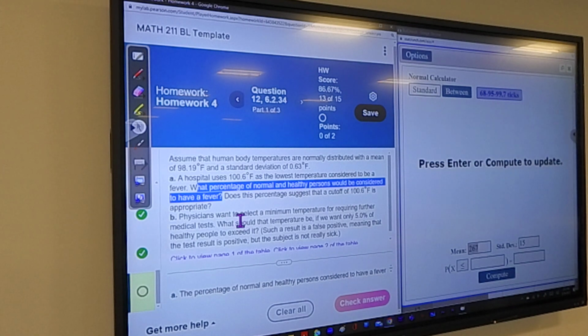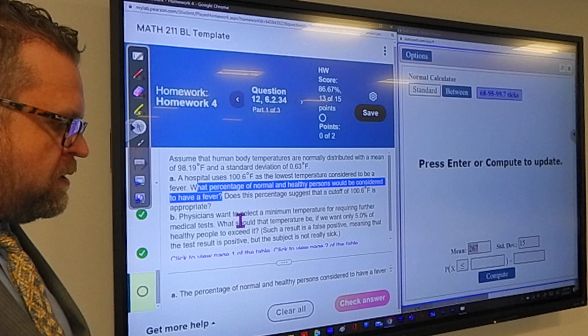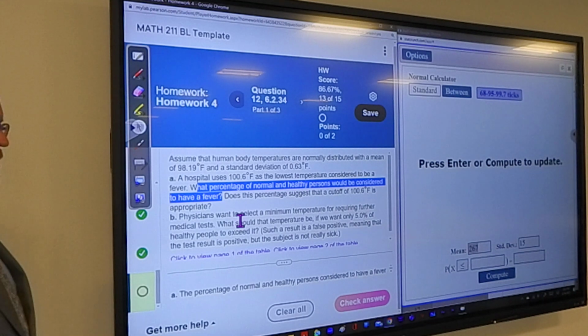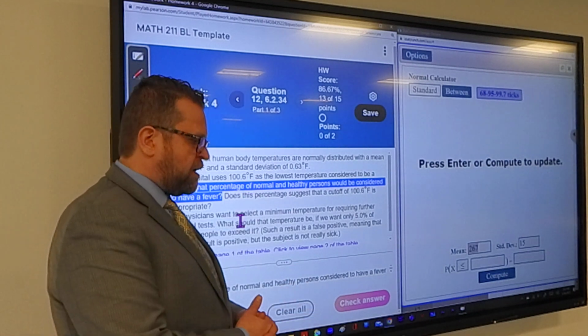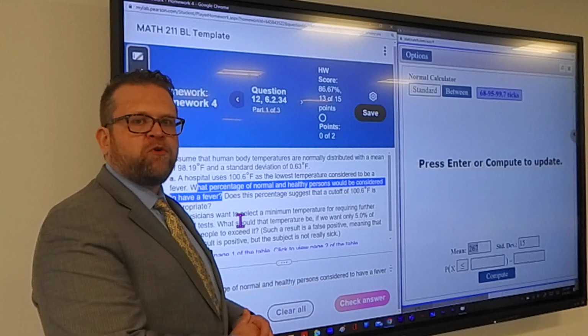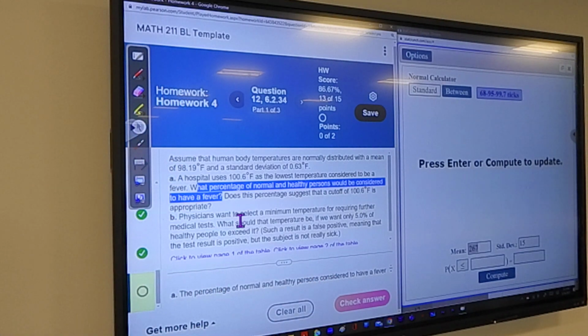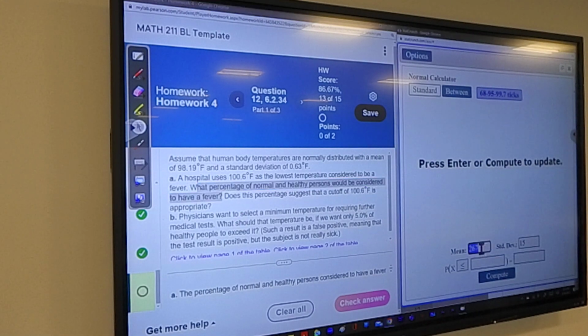So I would wonder, as a hospital administrator, how often would it happen that somebody would have a fever per our cutoff, it shows that they have a fever, but yet when we check, they're fine? They're normal and healthy. How often does it happen? That's the question. What percentage of normal and healthy persons would be considered to have a fever? I'll get us started. I know that we need to put the mean and standard deviation. I need you to tell me the rest.